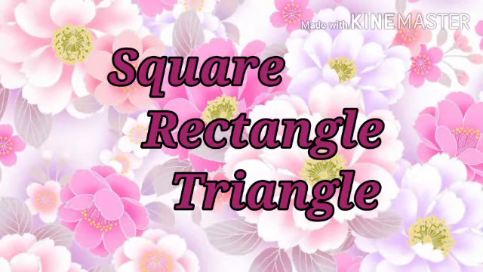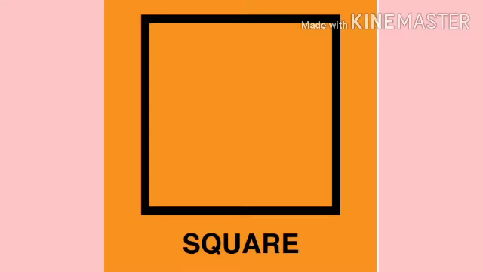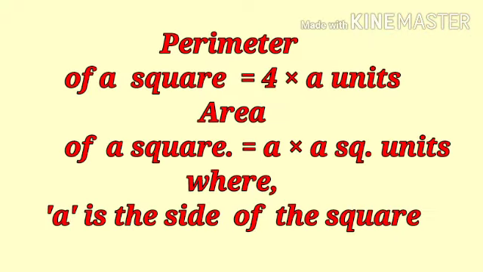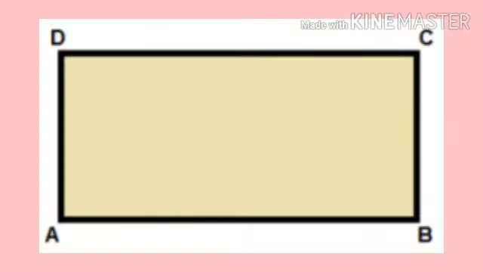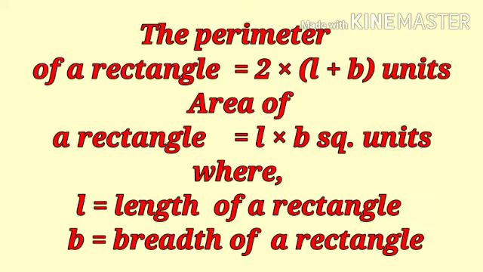Students, now let's recall the formulas for the shapes square, rectangle and triangle. Perimeter of a square is equal to 4 into A units. Area of a square is equal to A into A square units, where A is the side of the square. The perimeter of a rectangle is equal to 2 into (L plus B) units. Area of a rectangle is equal to L into B square units, where L is the length of a rectangle and B is the breadth of a rectangle.